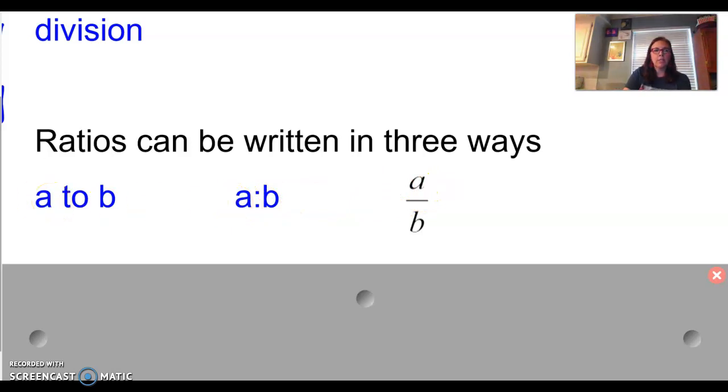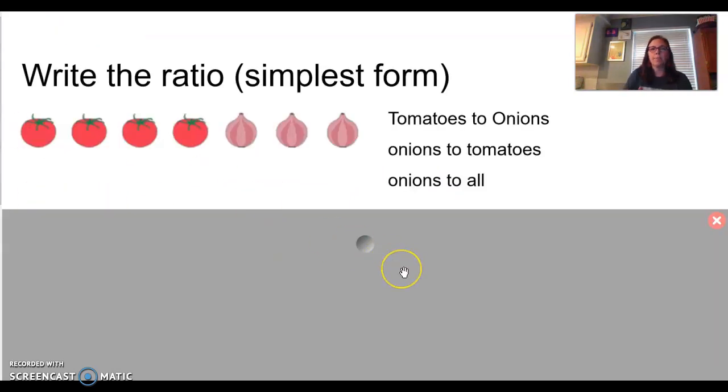Okay, so I'll show you some examples. We're going to write the ratio, and you do make it in simplest form, so we will have to simplify the fraction. So this says tomatoes to onions. How many tomatoes are there? There's 4 tomatoes, and there's 3 onions.